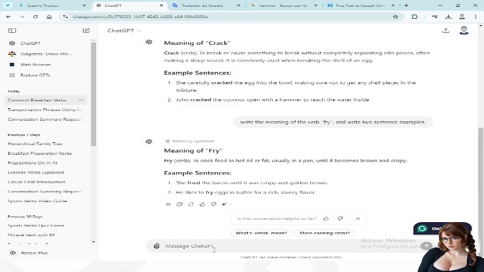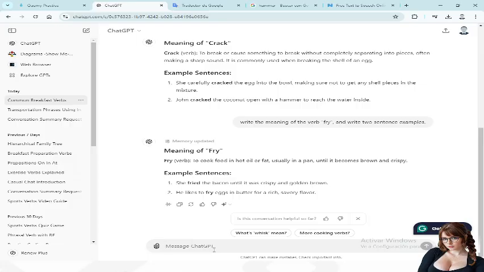Okay, fry. I am going to write my sentence. Remember that we can practice in different ways. From my point of view, a better way that I can learn is to write in my notebook the meaning and examples of each word.